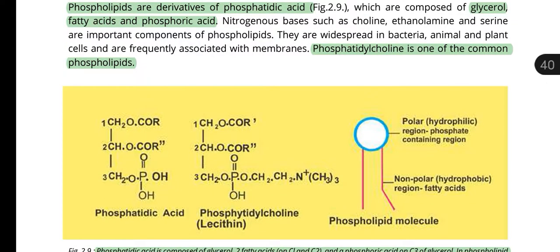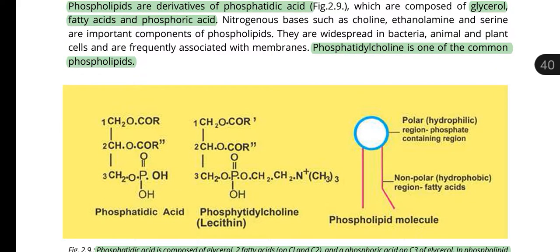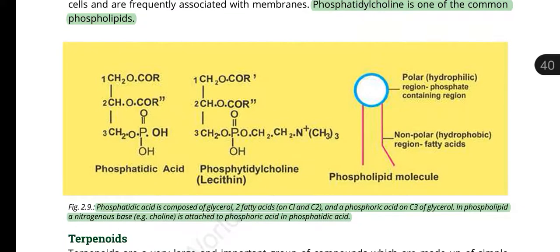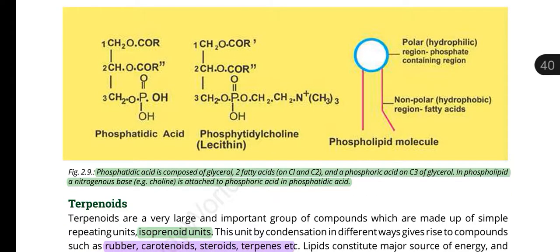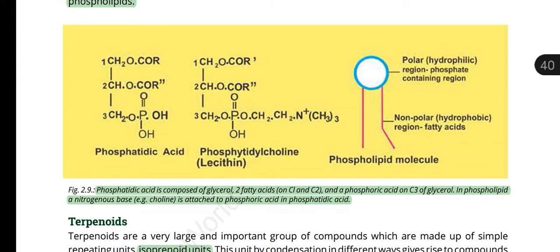Here you can see the glycerol and fatty acids. On carbon numbers 1 and 2 there are two fatty acids, and on carbon number 3 of the glycerol there is a phosphoric acid, so the compound is phosphatidic acid: one glycerol, two fatty acids, and one phosphoric acid. If we add a nitrogenous base onto the phosphoric acid, and the nitrogenous base is choline, the compound will be phosphatidylcholine. There are many types of nitrogenous bases: choline, serine, ethanolamine, and more.